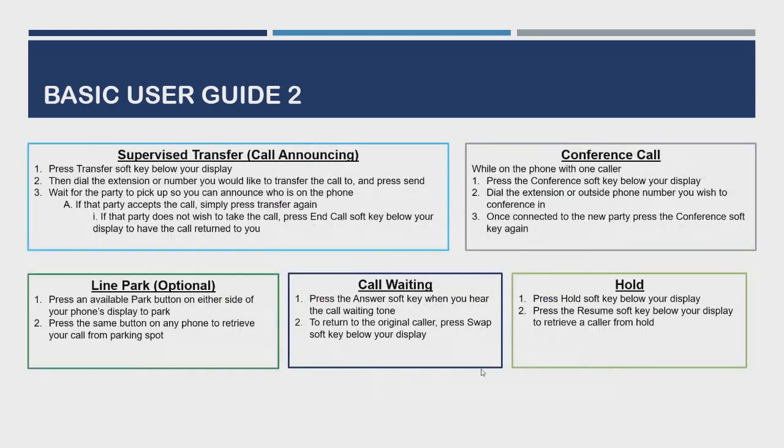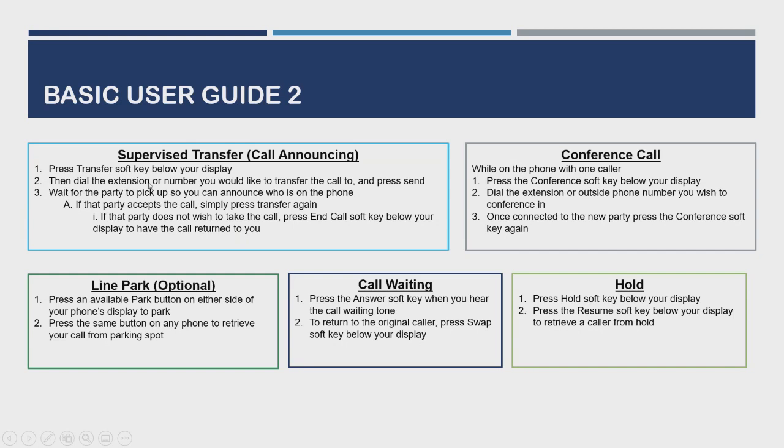Moving on to page 2, you're going to find there's also another option called a supervised transfer. This is where you would be announcing the caller to the person you're transferring the call to and give them the option of accepting or declining the call. So in this case, first thing you'd have to do when somebody calls up and says, can you transfer me to somebody else? You are going to have to ask the caller, may I ask who's calling? So then they would reveal who they are, and then you would press your transfer soft key button.